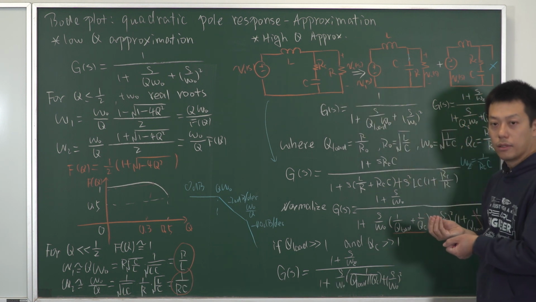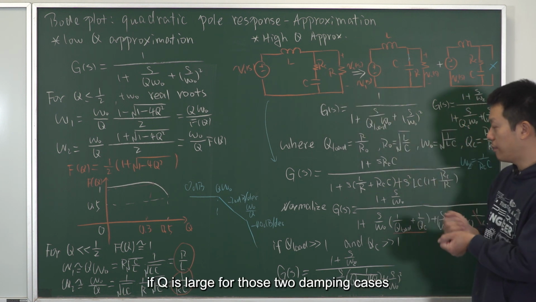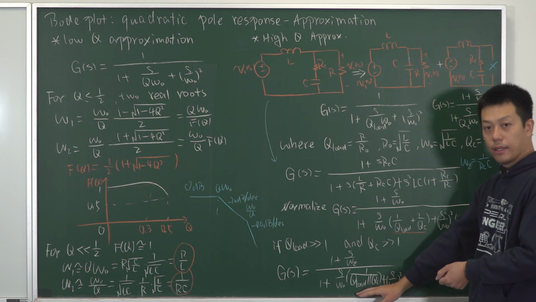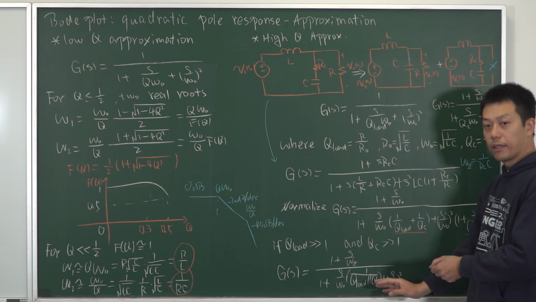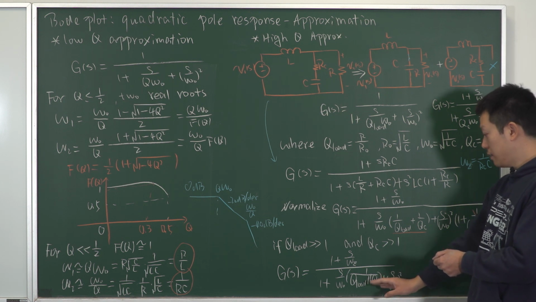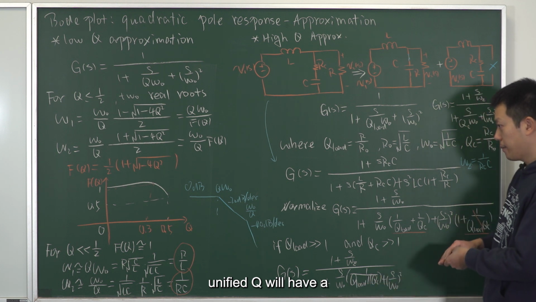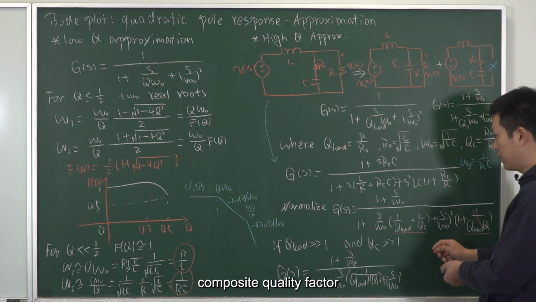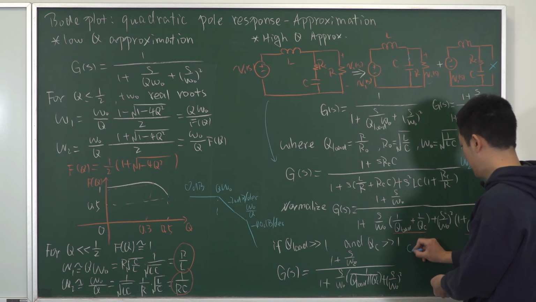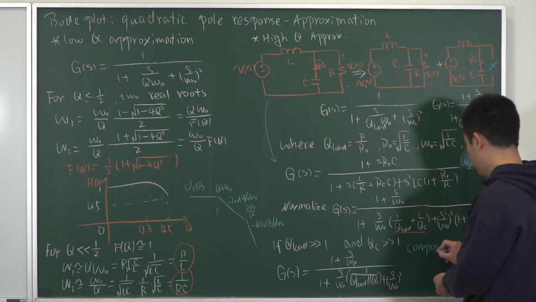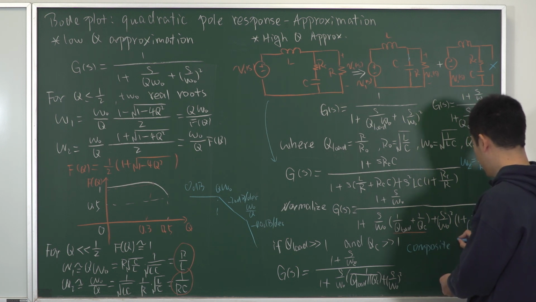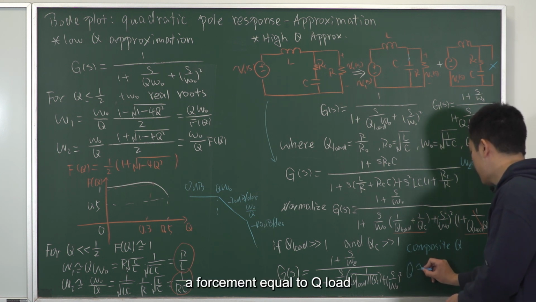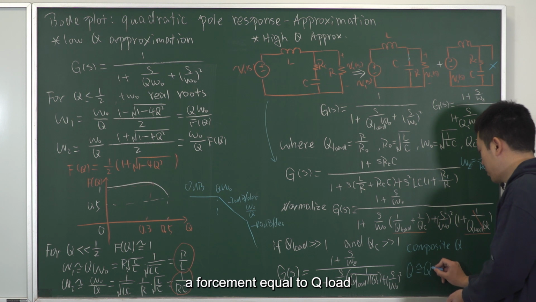If Q is large for those two damping cases, the system's behavior is like we have a unified Q, right? The unified Q will have an equivalent quality factor. So we call this the composite quality factor, which is approximately equal to Q load.